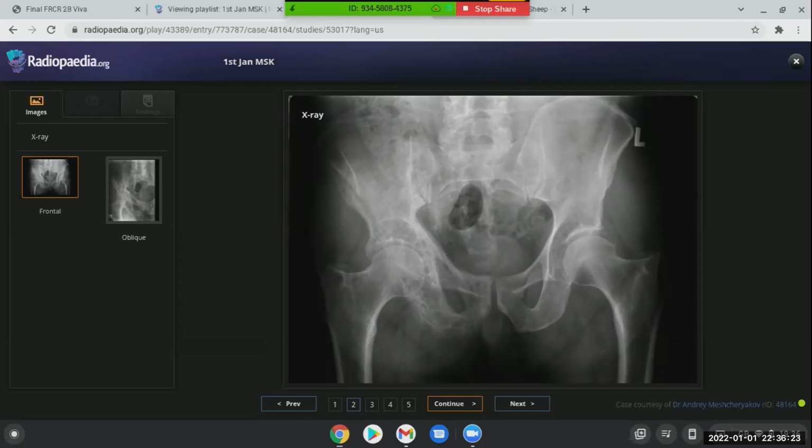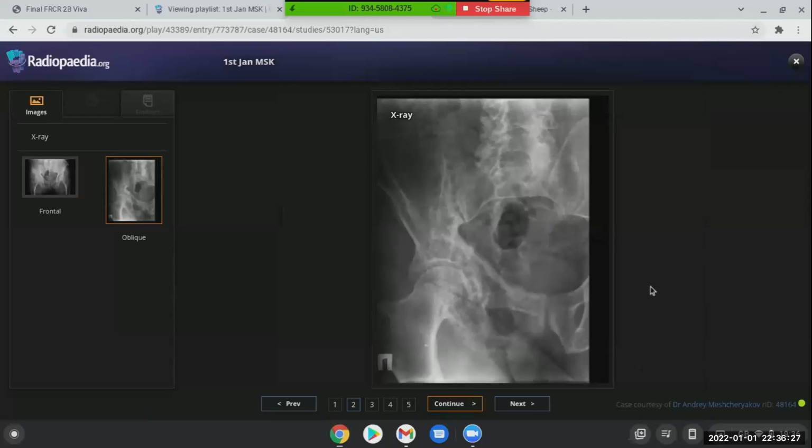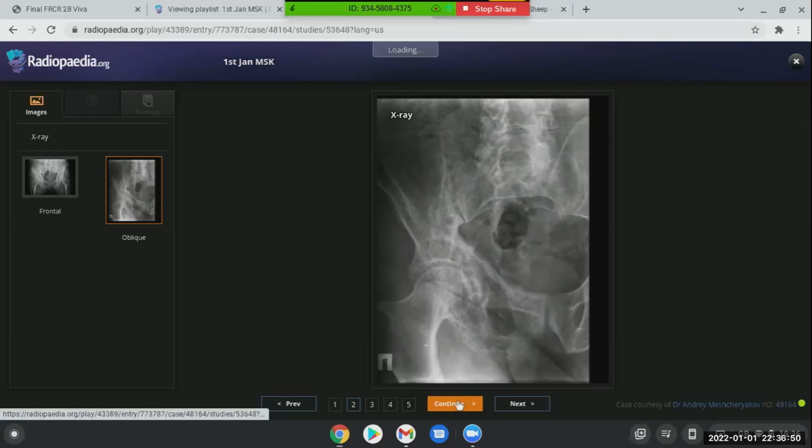May I see the oblique view, if you don't mind? Yes, please. All right. So again, it demonstrates the same findings. So we have predominantly osteolytic lesion involving the previously described bony structures, in view of past history of colonic cancer.